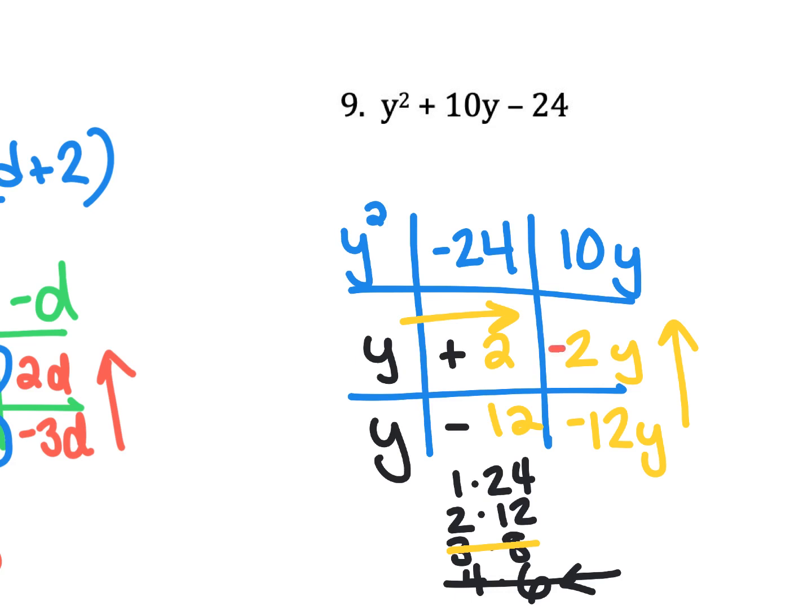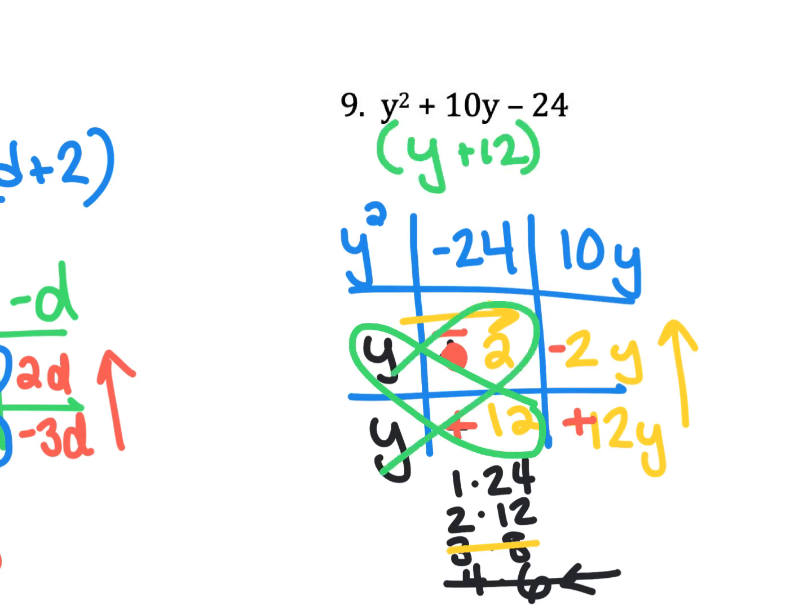So if I switch it and make this negative, in other words, this one here the negative and this one down here the positive, make sure everything still works. Positive 12 times negative 2 is still negative 24. This plus this is now positive 10. So I have my factors. One is on this diagonal, y plus 12, and the other is on this diagonal here, y minus 2.